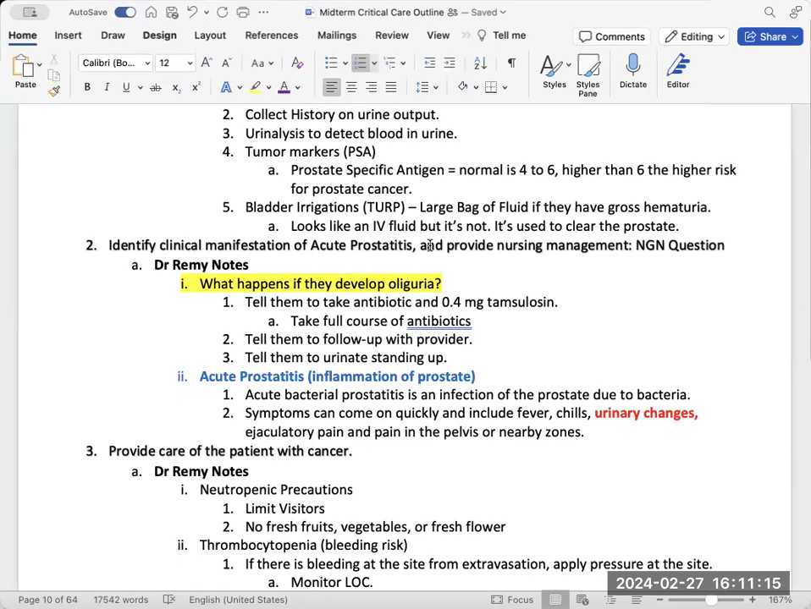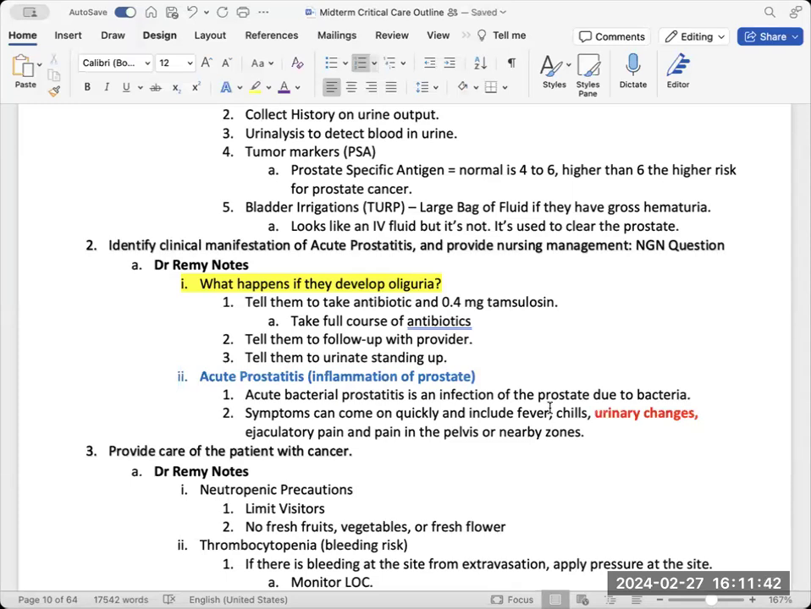We can give tamsulosin because tamsulosin is an alpha adrenergic agonist, which simply means it mimics the alpha system, which basically helps you go to the bathroom. Just know tamsulosin is going to help you go to the bathroom. So when you take tamsulosin and you're taking the antibiotics, you're helping with the infection and you're helping them go to the bathroom. We also want to follow up with the provider.